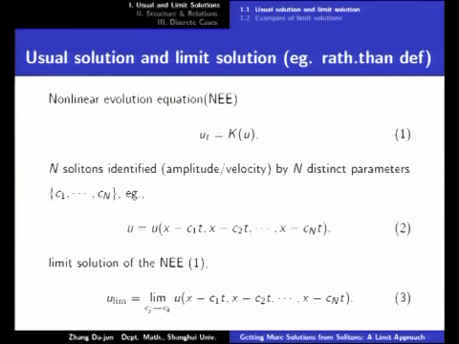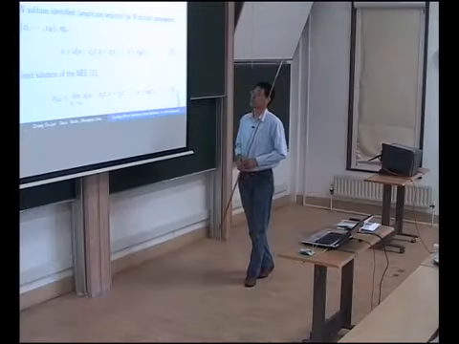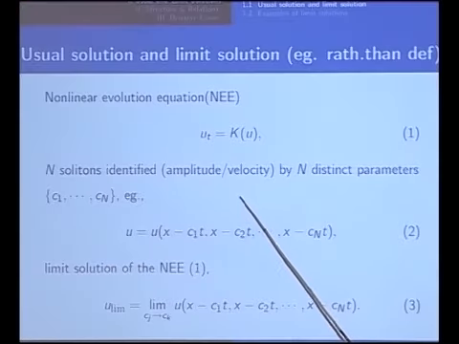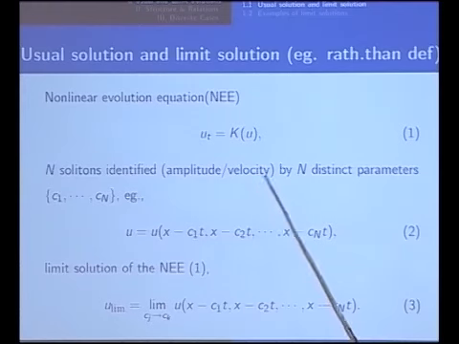What is a limit solution? I would say this is an example rather than a definition. For example, in continuous case, for a nonlinear evolution equation, we can have multi-solitons or n-solitons. And usually, these solitons are identified by amplitude and velocity, in other words, related to some parameters.